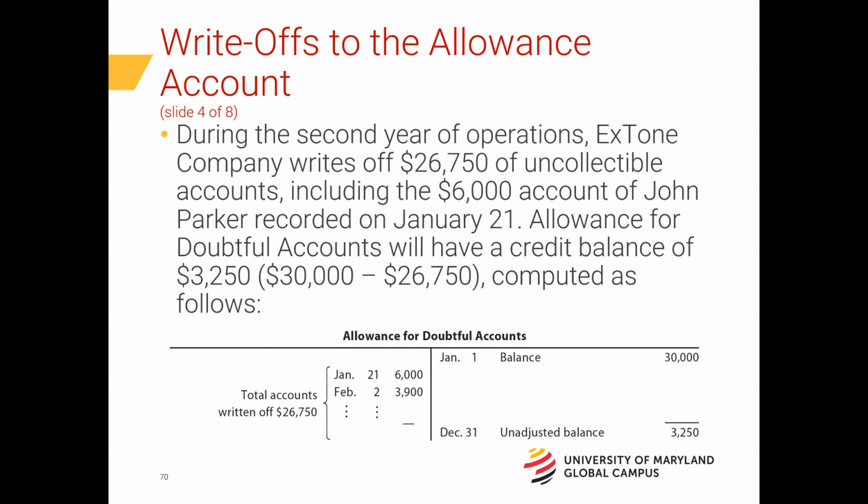So to find the balance for allowance for doubtful accounts, we started with 30,000. That was our estimate. We wrote off 26,750 throughout the year, leaving us an ending balance of 3,250. And that 3,250 is at the end of that respective year. That's the balance that we have not written off, and it's left in the allowance for doubtful accounts.